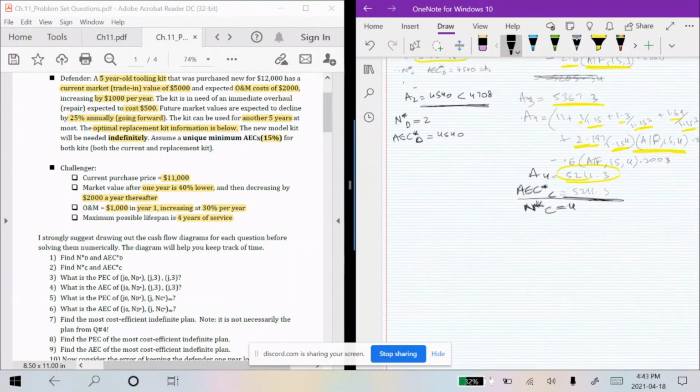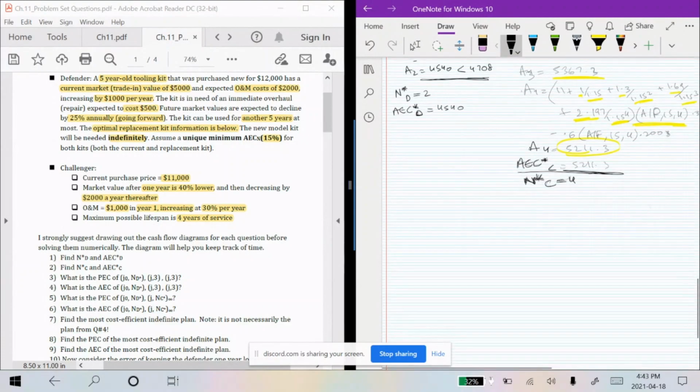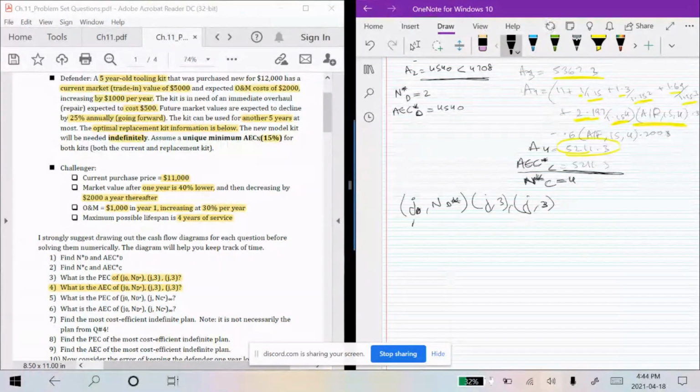Now for the next questions. For this question, what he's asking is, he's given us this plan: J0, D star, and J3. What this means is J0 means the Defender. D star means how many years the Defender is going to be used. D star, we know, stands for 2. Then J means the Challenger. Again, J is the Challenger.